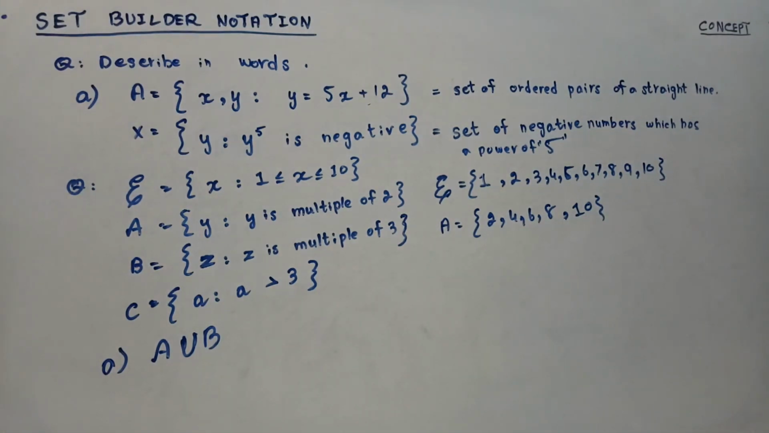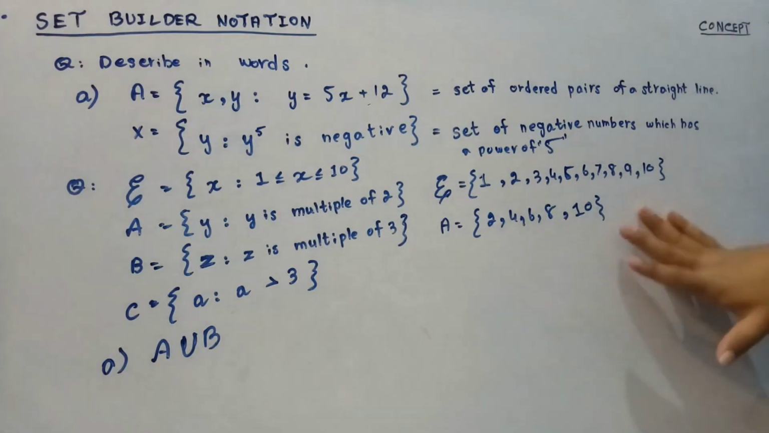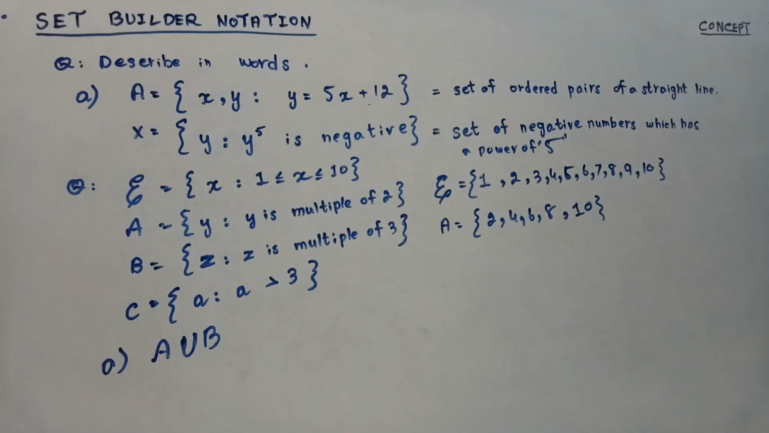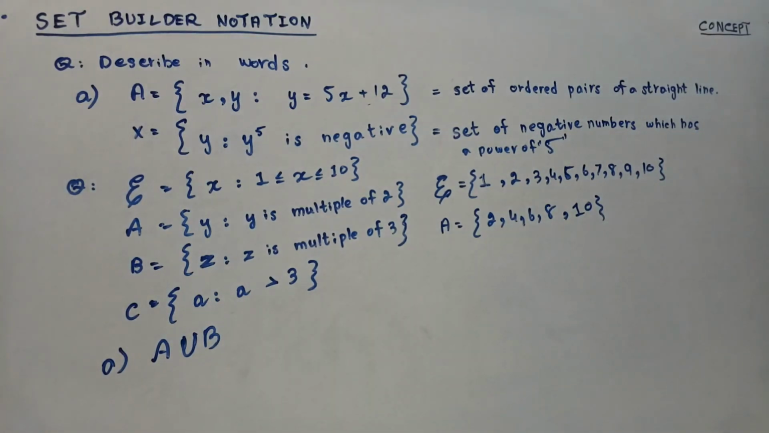And why am I not writing 12? Because 12 is not present in the universal set. I have said that the universal set is the biggest set. Actually, it is the limit, we can say. We can't choose any number outside this set. If we are solving a problem and we have a universal set, first of all we have to look at that universal set to solve the problem.